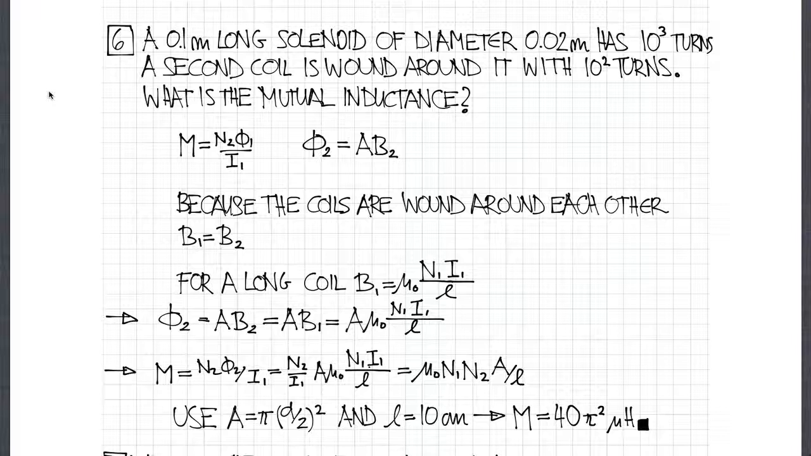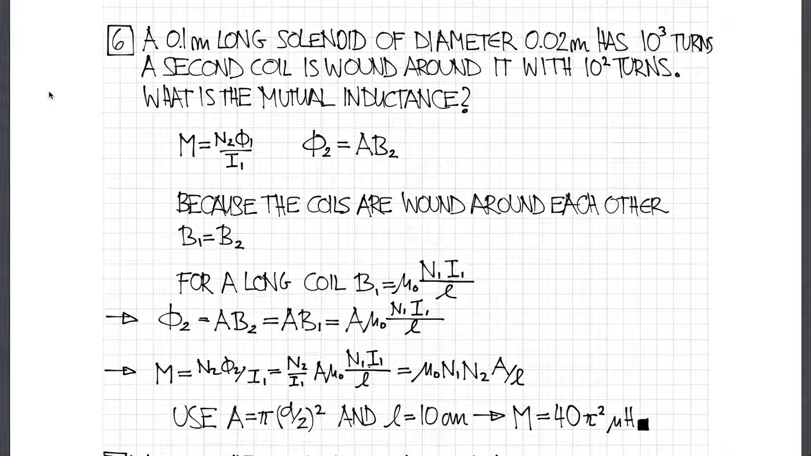And the flux on 2 is going to be the area, which for both is going to be the same, times the magnetic field. Now, because the coils are tightly wound around each other, it follows that both have to have the exact same magnetic field. If we go back to the previous chapter, for a long coil, the magnetic field B1 is going to be the constant μ0 N1 current on 1 divided by its length. So it follows that the flux on 2 is going to be the area A, which both share, times B2, which is the same thing as the area A times B1, which is going to be A times μ0 N1 I1 divided by L. So now we know the flux on 2.